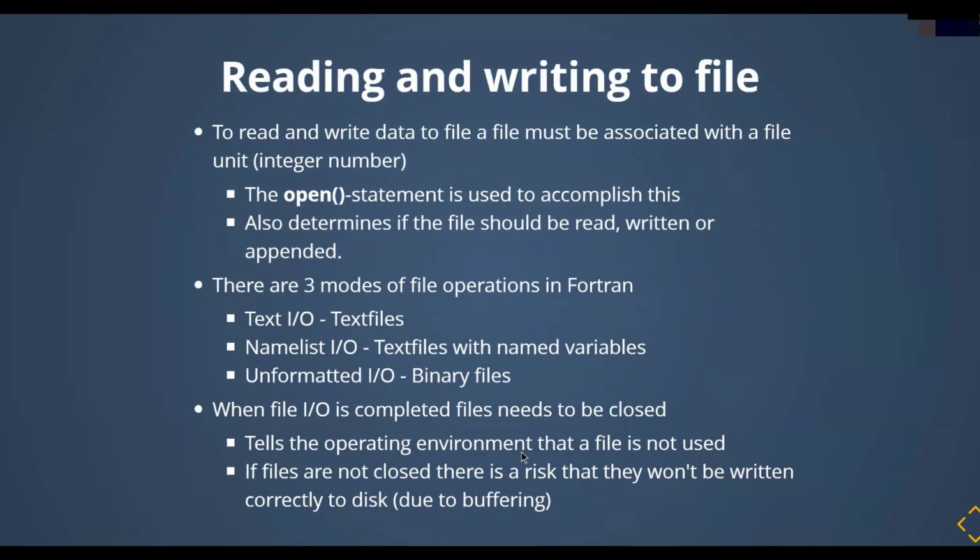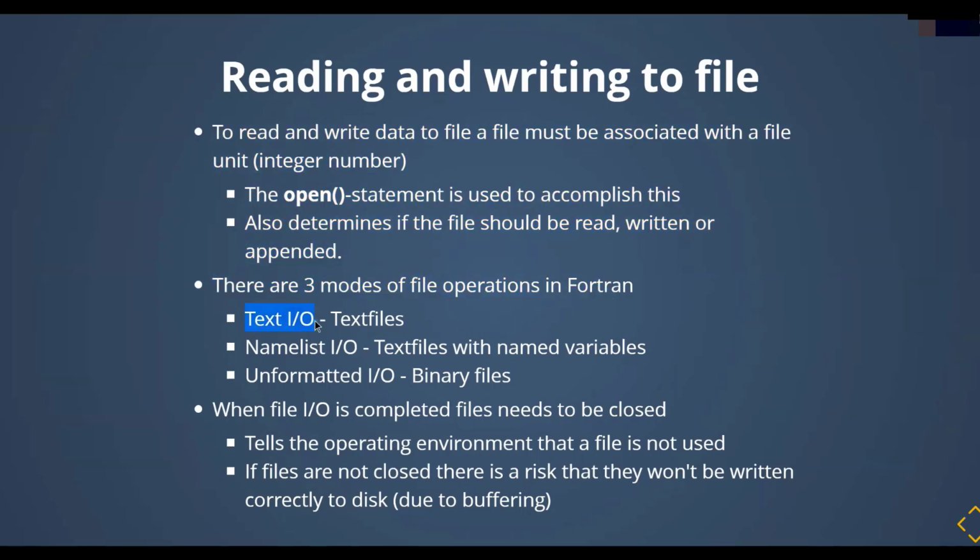So all the examples I showed you here will write to screen and read from the standard input. But what if I want to write to file? Then it's actually very similar to Python. There is an open statement in Fortran as well that will associate an integer variable with a value to file. And the open statement also defines if you want to read and write, just like Python. There are three modes of operation in Fortran, which is also similar to Python.